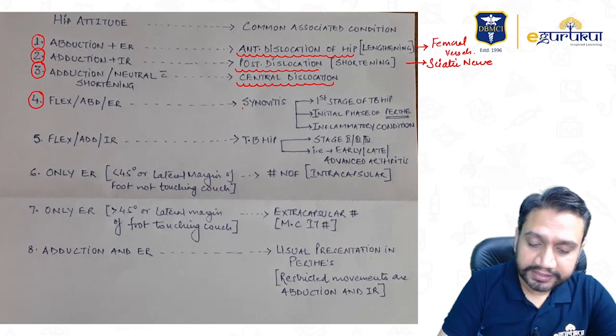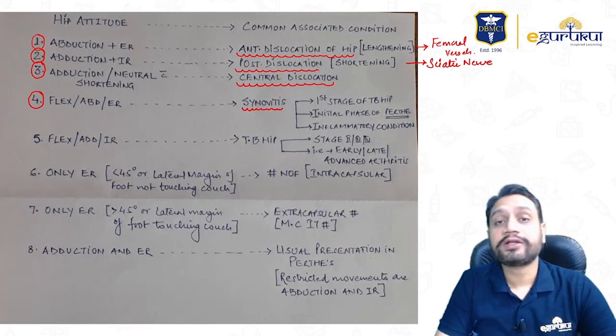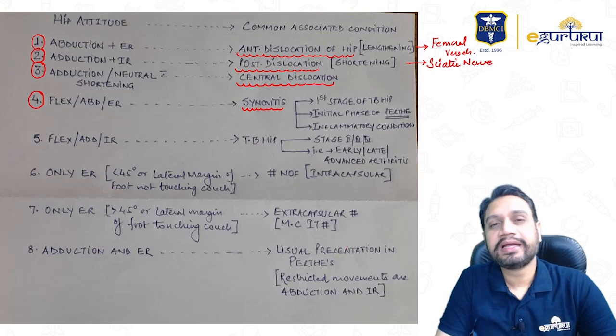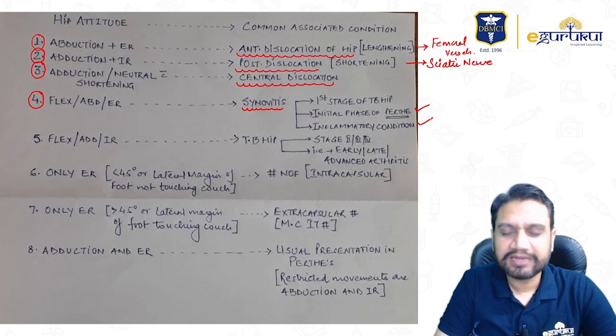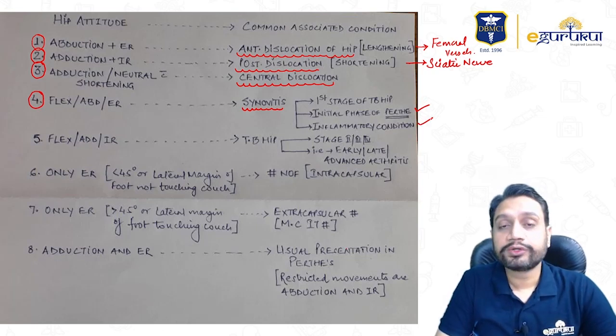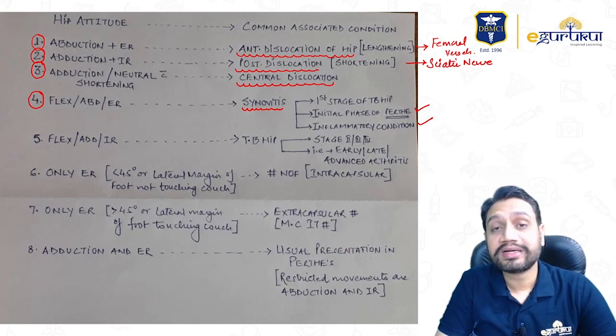Then, if it is flexion, abduction and external rotation, not the extension now, flexion, abduction and external rotation, then it is in the stage of synovitis. Now, this synovitis can be related to multiple conditions. For example, the first stage of tuberculosis. For example, the initial phase of Perthes disease. For example, any inflammatory condition. These will be the synovial stages, the synovitis stages.